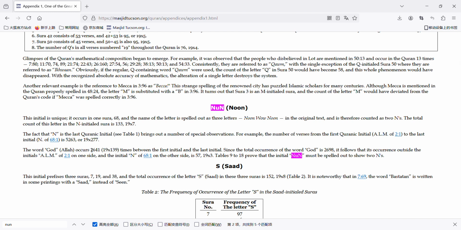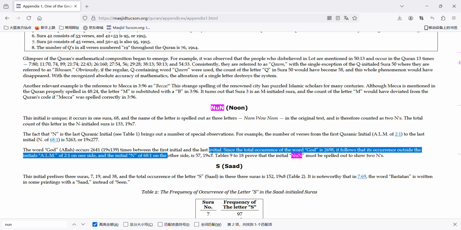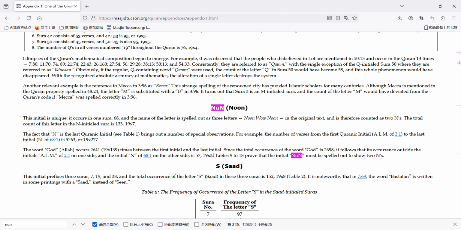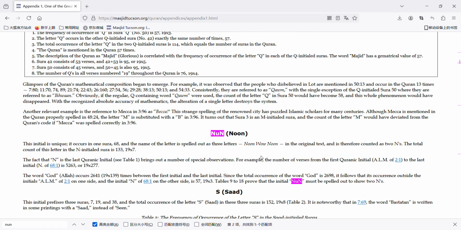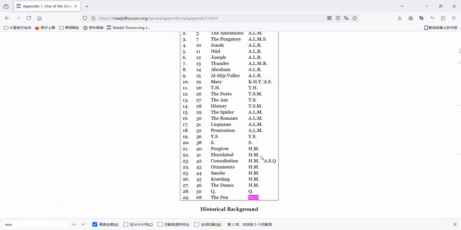The word God occurs 2641 times between the first initial and the last initial. Since the total occurrence of the word God is 2698, it follows that its occurrence outside the initials of Alif Lam Mim on one side and the initial of N of Surah 68 verse 1 on the other side is 57, which can be divided by 19. Tables 9 to 18 prove that the initial Nun must be spelled out to show 2 N's, and we can see all the initials.